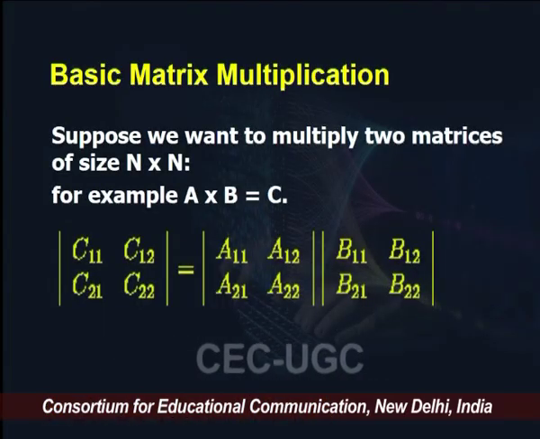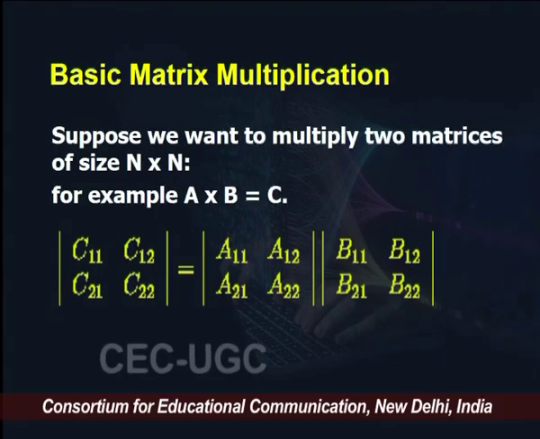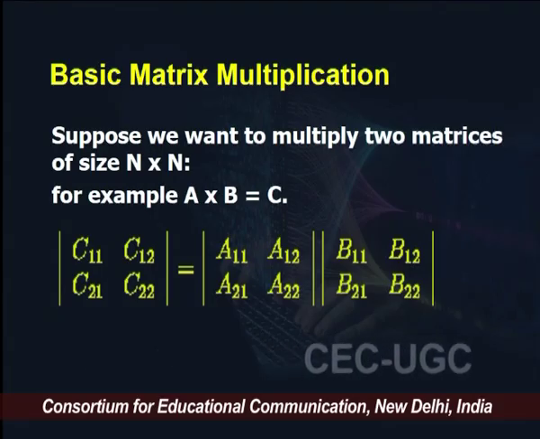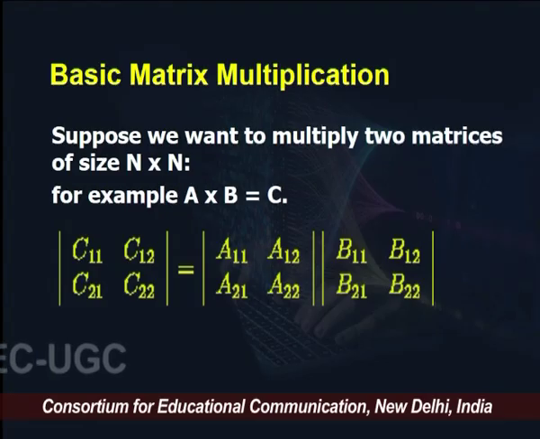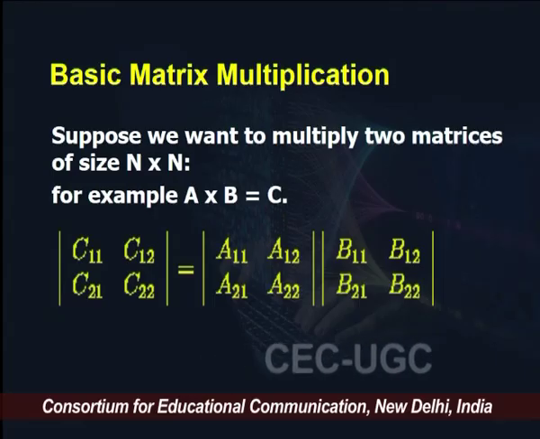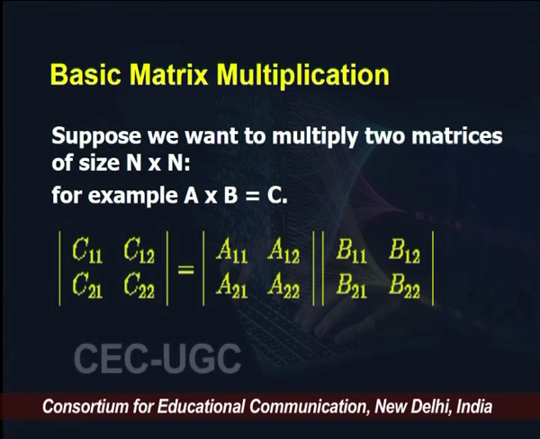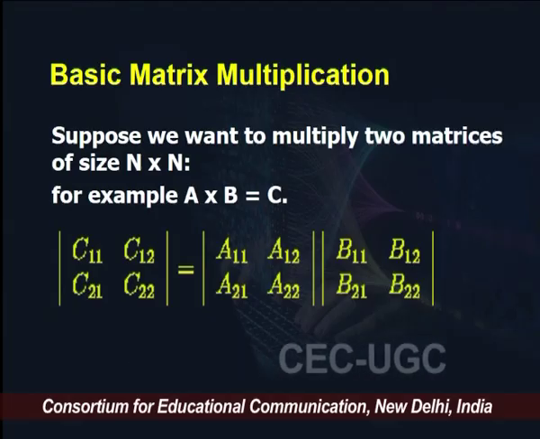When we talk about basic matrix multiplication, suppose we want to multiply two matrices of size n cross n, let us say matrices A and B, and let us say their product is C. I am taking an example of 2 cross 2. A11, A12, A21, A22 multiplied by B11, B12, B21 and B22 is going to give us the resultant matrix, 2 cross 2, with entries C11, C12, C21 and C22.